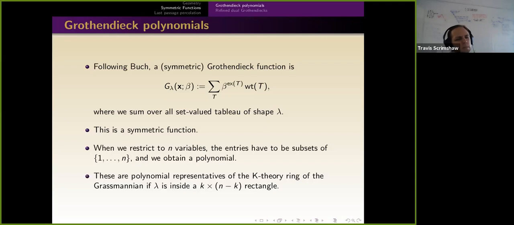We're working in a completion of the ring of symmetric functions because we have this beta parameter, and we can have beta get arbitrarily large, but it turns out that when we multiply them and expand in terms of Grothendieck's, we get a finite sum back again. Then, to get the representatives of the K-theory ring, we just lop off anything that falls outside of a k by n minus k rectangle.